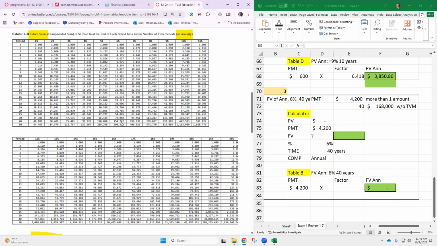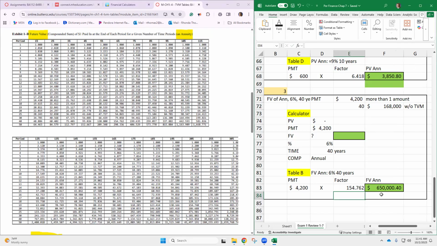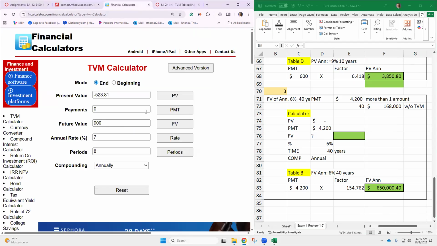So I got 154,762. Yep. Oh, big number. Okay, big number. Okay, I got 650,000 basically would be your nest egg by putting it in this account. So over $500,000, right? Let's put it in the financial calculator. See what it tells us.